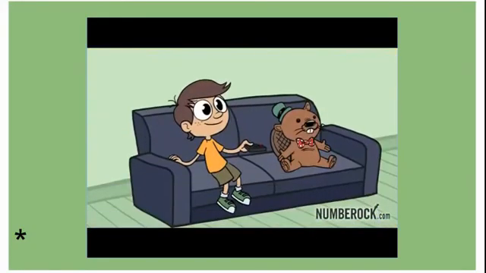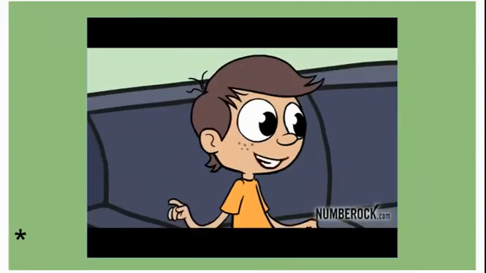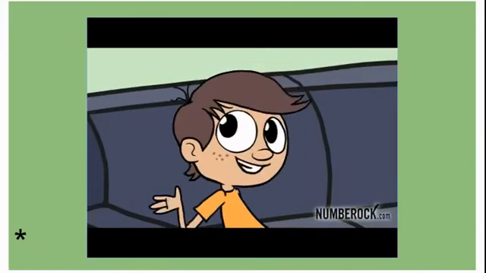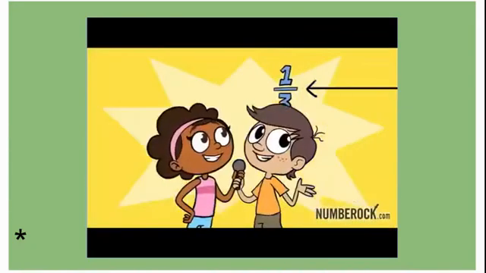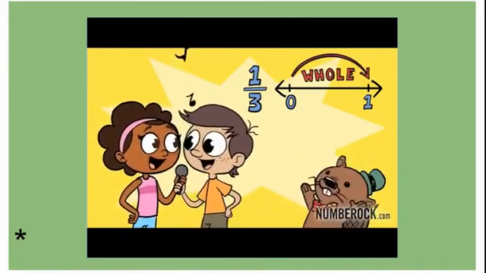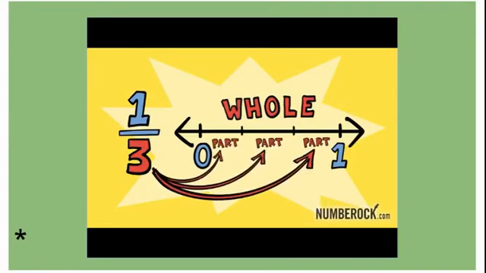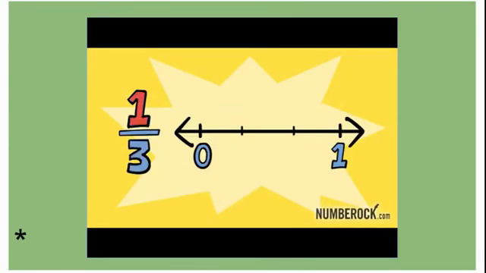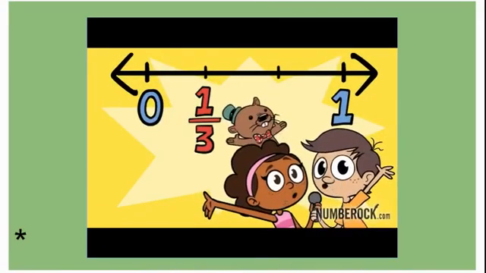My stuffed animal can't talk, but I thought I heard, hey Ben, on the number line, where's 1/3? I said first draw a line with 2 arrows, and hey, I know a cool tune. Here's how it goes. 0 to 1 is the whole that we split apart. The denominator tells us into how many parts. Make a line that starts from 0 to the first mark, and 1/3 is what you'll find when you get that far.